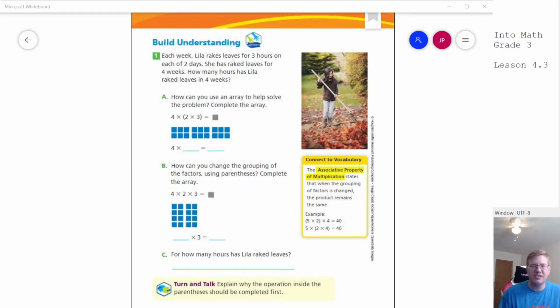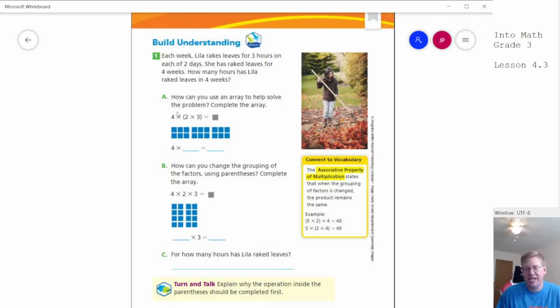In our previous lesson, we were breaking things apart using the distributive property. Another way that we can change our numbers around to make them easier to work with is the associative property. That tells us that when we change the way we group the factors together, the product remains the same. For instance, we could do 5 times 2 to get 10, and then multiply that by 4 to get 40. We could also do 5 times the answer to 2 times 4, which is 8, and also get 40.